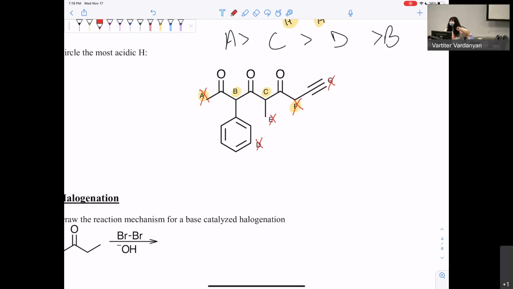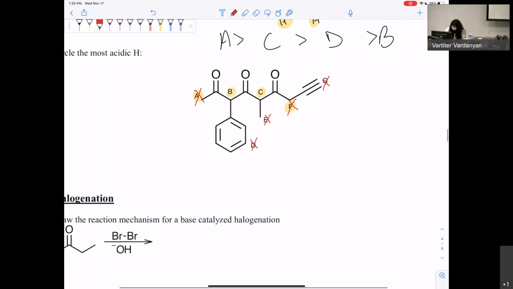No. And I was going to ask, why do you think B and C aren't equal? Yes. Okay. So the reason B and C are not equal is because B has double alpha. So it's alpha here, alpha here. It's also benzylic. So that adds to the acidity. So B is the most acidic because it's double alpha and benzylic.